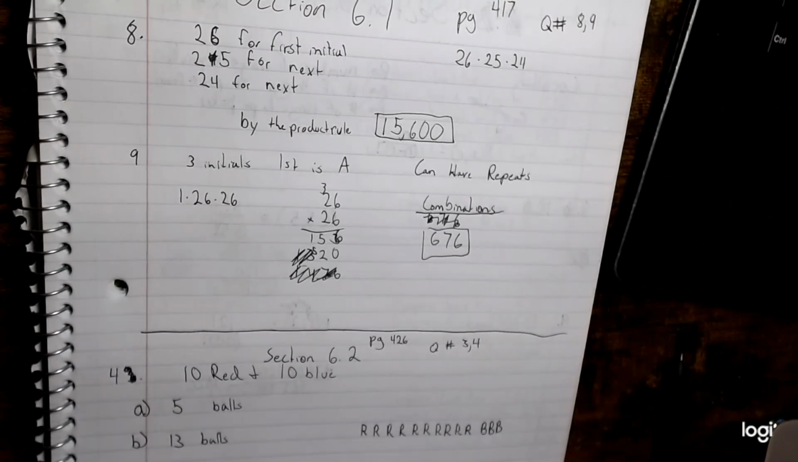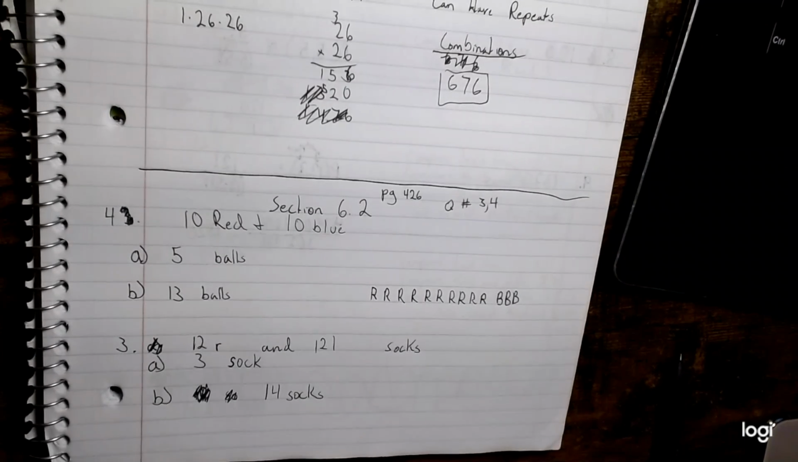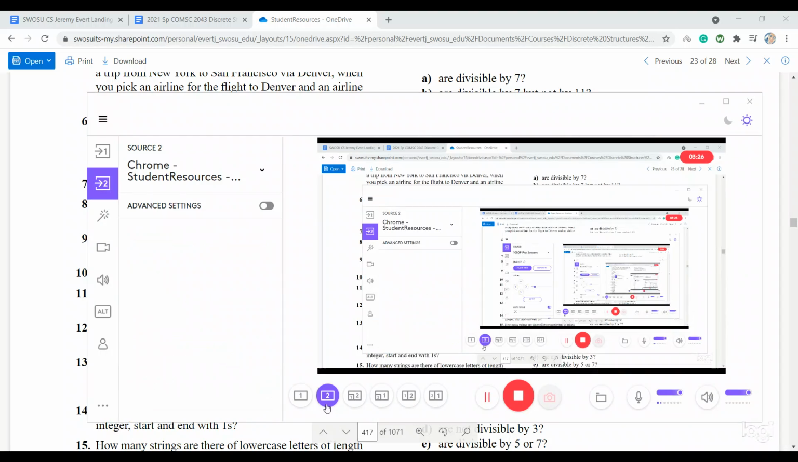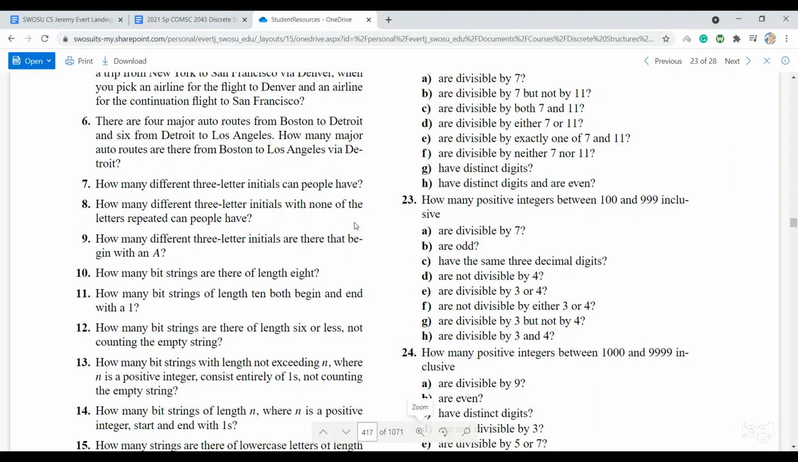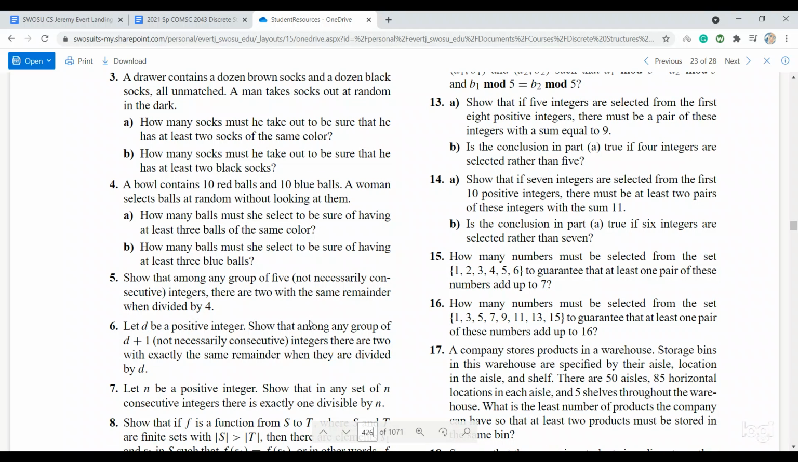Let's move on to the second section, which is section 6.2, as we see here. So let's hop on over to our book once again. Section 6.2 is on page 426, so I'll hop right over there. 426. And we have here questions 3 and 4.